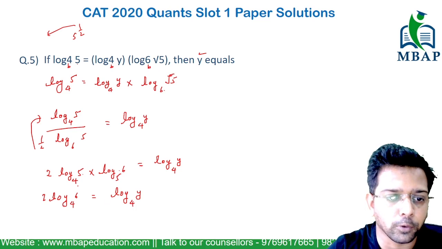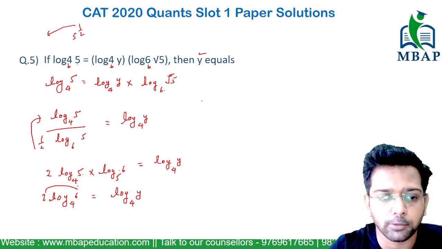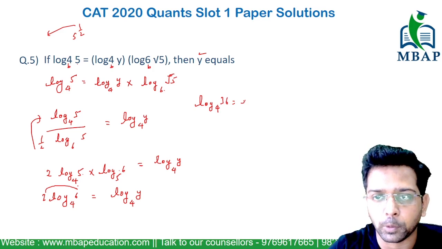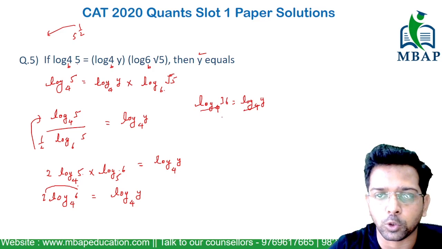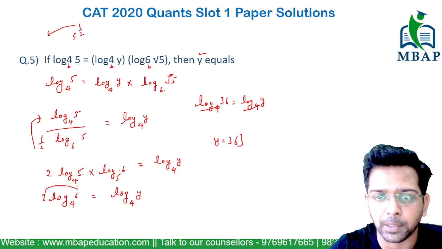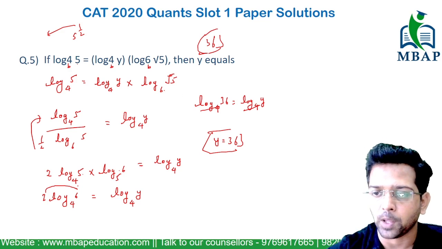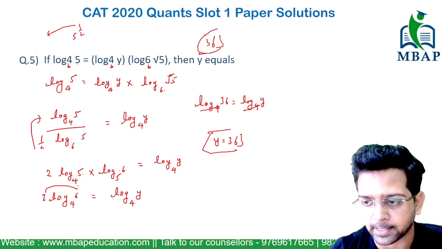Now log to the base 4 is basically common, so 2 can be taken out here. This will look like log of 6 squared, 36, which is 6 squared, will be equal to log to the base 4 of y. Log to the base 4 will be common and can be eliminated. So my final value of y will simply come out to be 36. And hence the final answer for this question will simply turn out to be the numerical value 36.